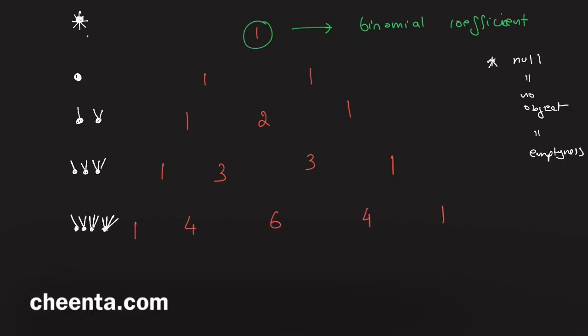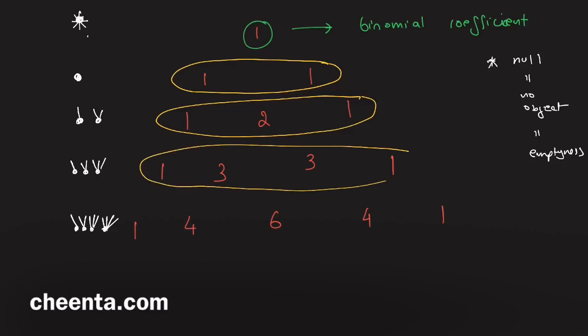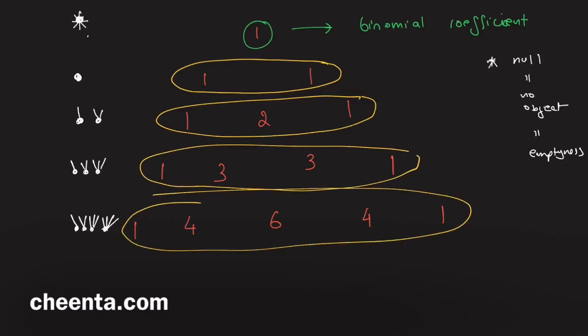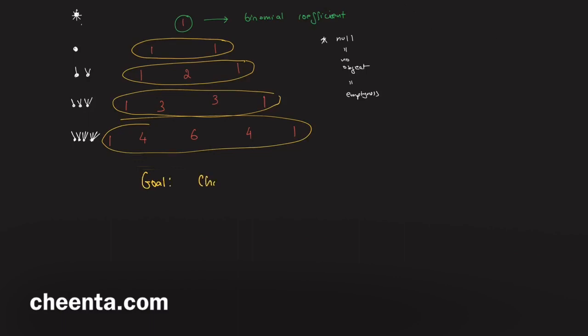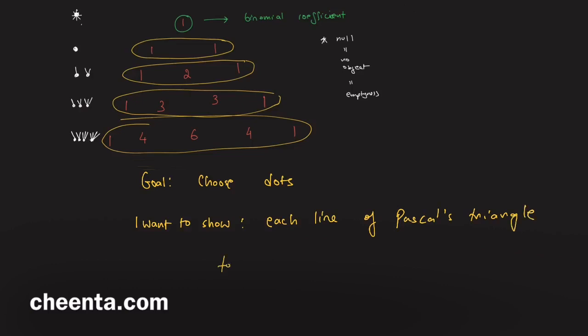Alright, now what am I doing here? My claim is that each line of Pascal's triangle tells me how many ways I can choose stuff from the dots, and I'll write that. My goal is to choose dots, and I want to show that each line of Pascal's triangle tells me the number of ways I can do it. So let's look at why.